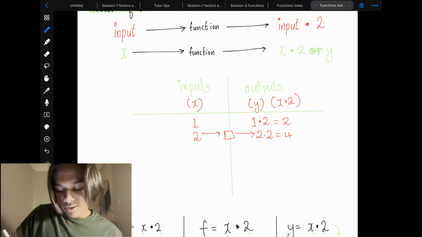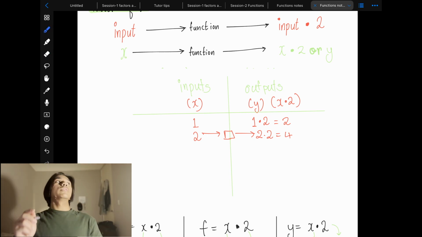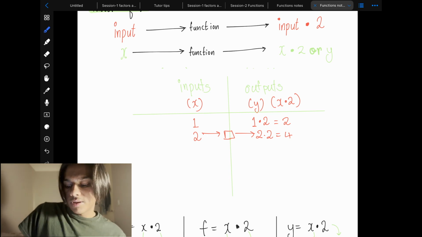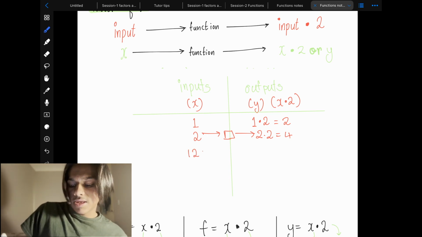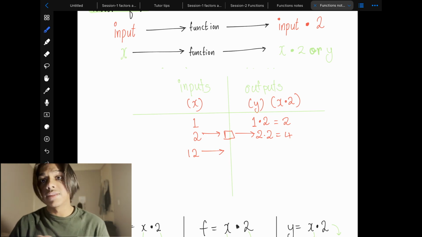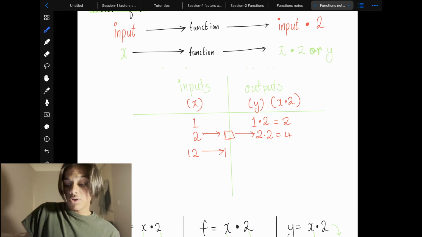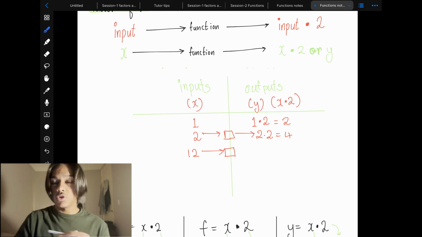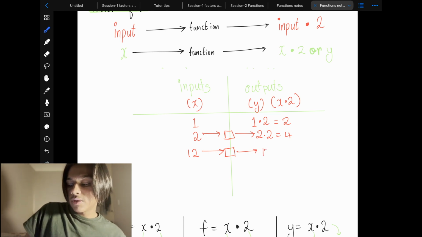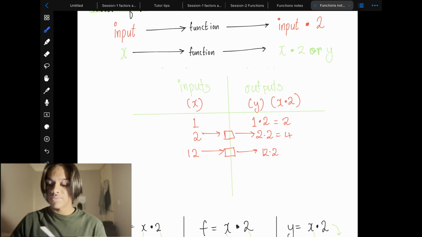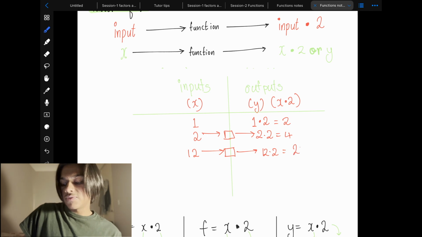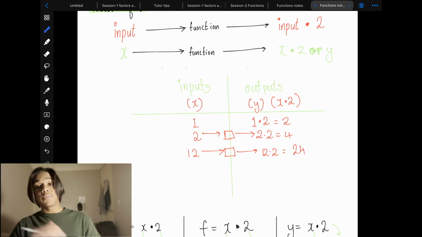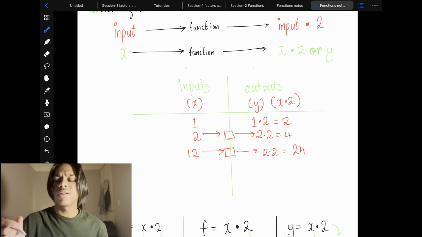Awesome. Now let's try another number. Let's try a bigger number. Let's try 12. If I put 12 as an input here, or as x here, and it goes into the function which just multiplies the input by 2, I'll be getting 12 times 2, which will be 24 as my output, or as my y. That's how we make an inputs and outputs table.